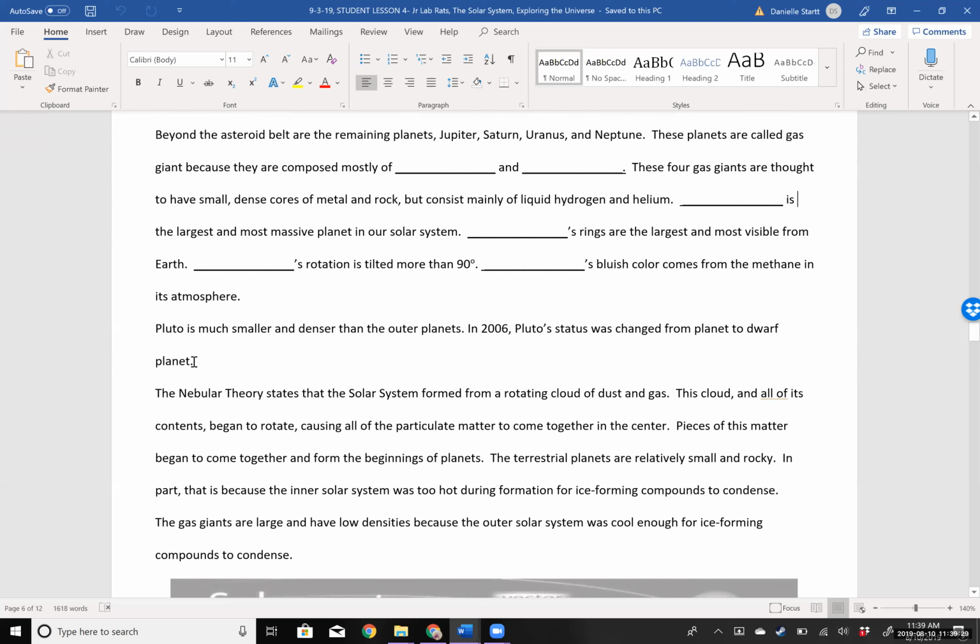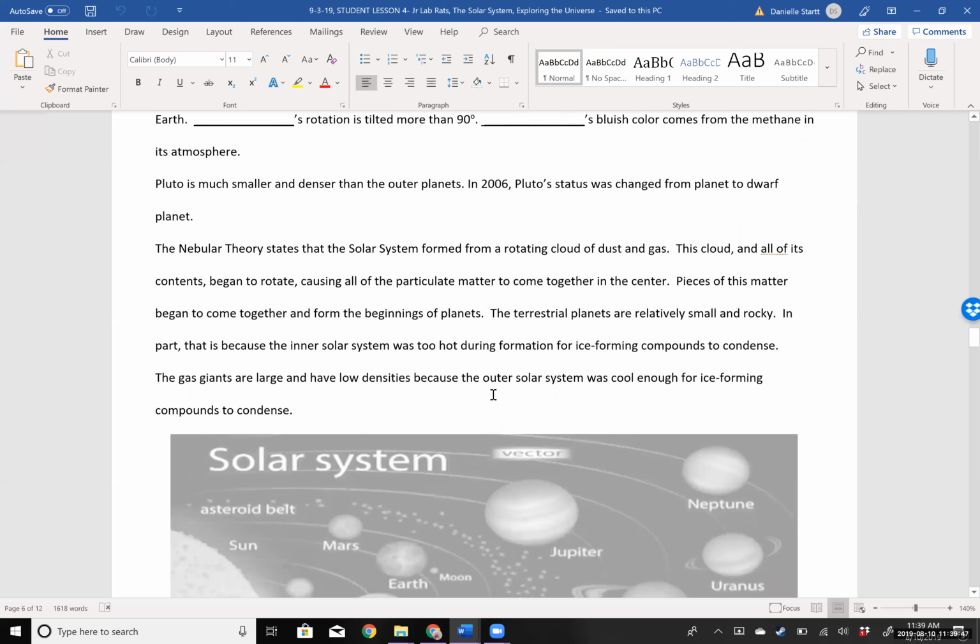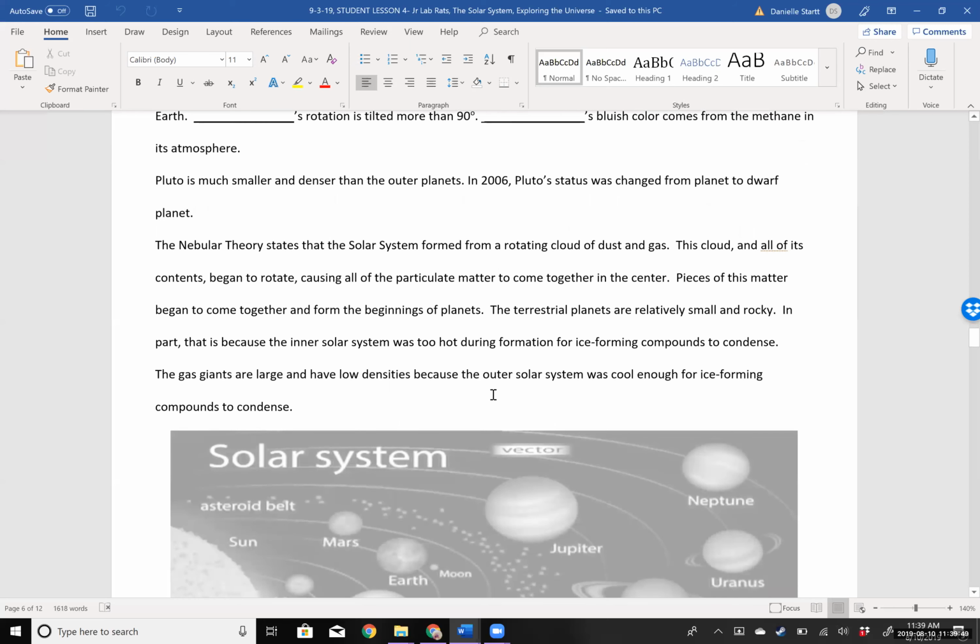Okay, so what about Pluto? Pluto is much smaller and denser than the outer planets. In 2006, Pluto's status was changed from planet to dwarf planet. So Pluto used to be a planet back when a lot of books were published, but it's no longer a planet. It's a dwarf planet. It got ousted, poor Pluto.